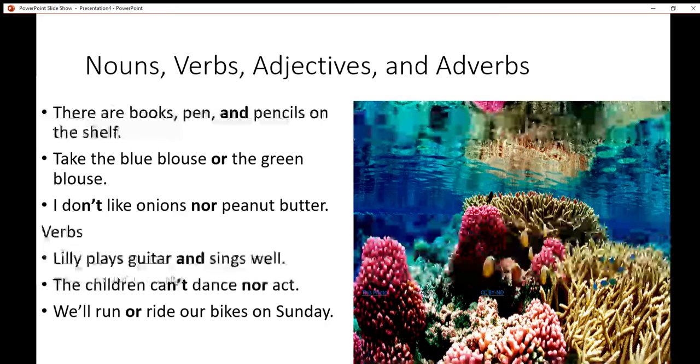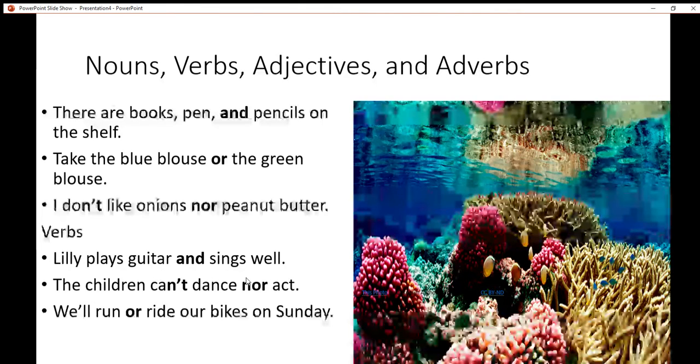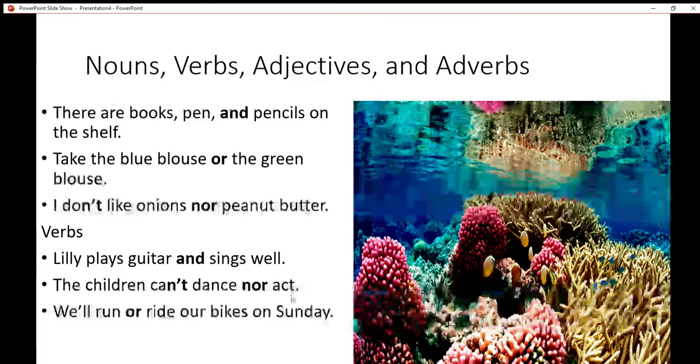The children can't dance nor act. Now first let's identify the verbs. We know that the verbs dance and act are telling us that these children can't dance or act. Nor, we know that the conjunction is for negative words, saying that they cannot dance or act. Because if we didn't have this word nor, then it wouldn't be able to tell us either if they didn't dance or if they didn't act.